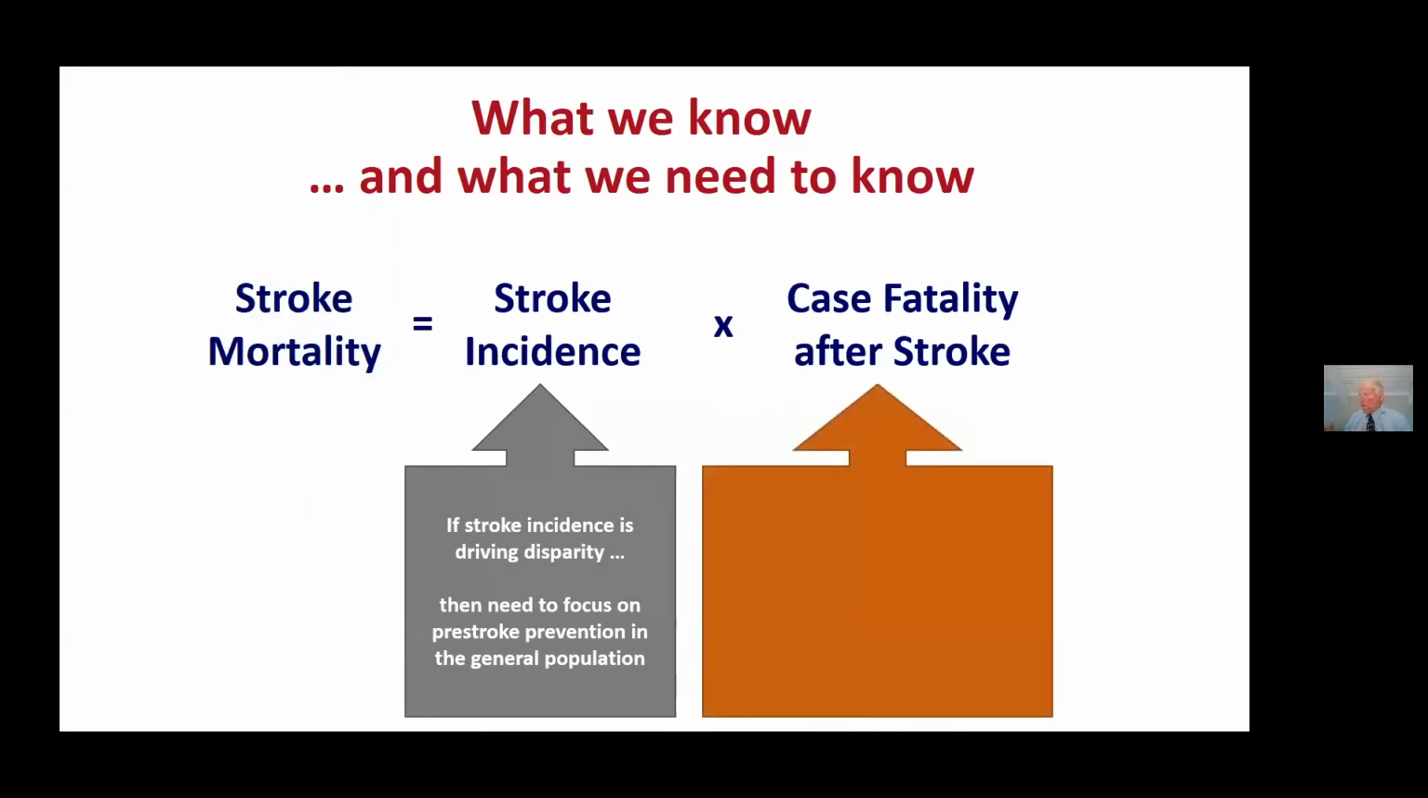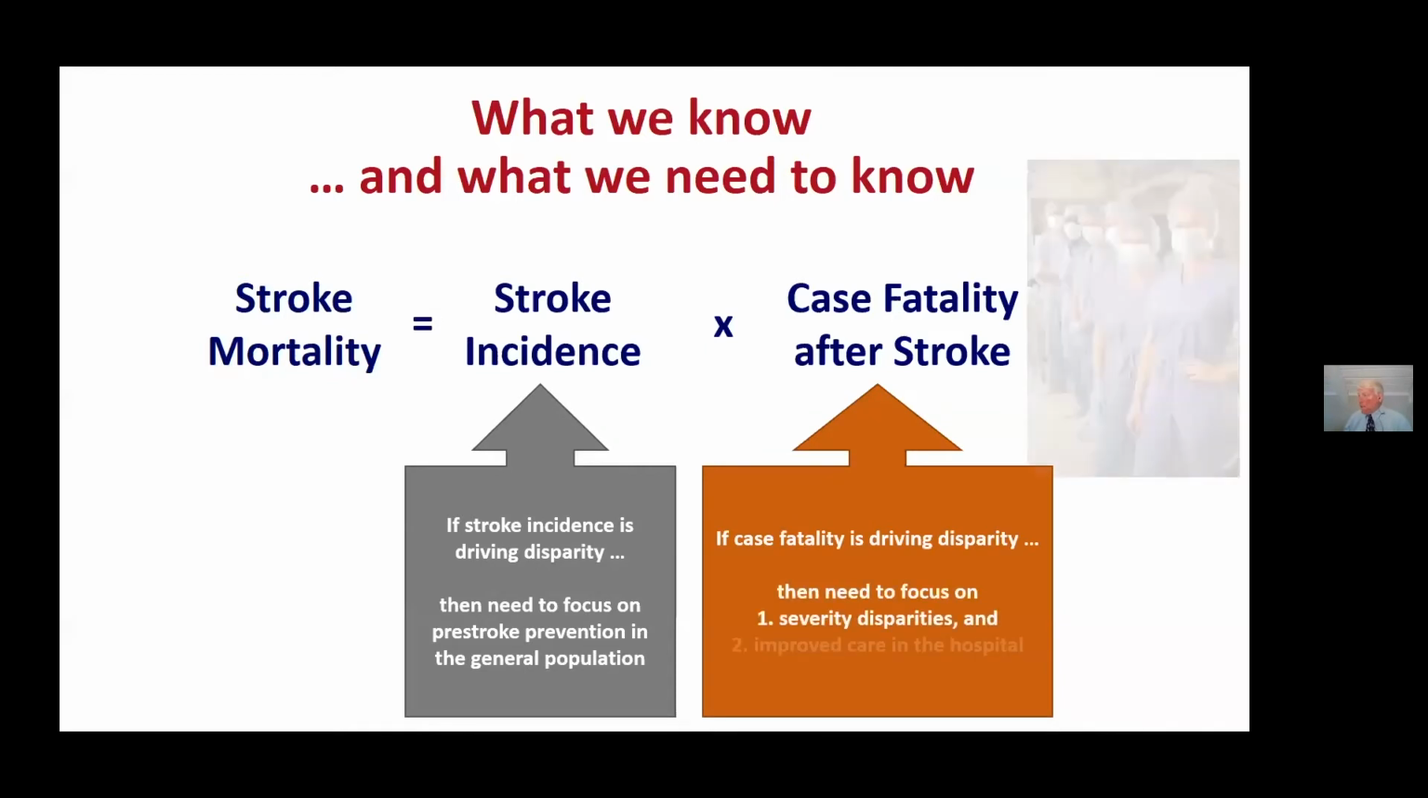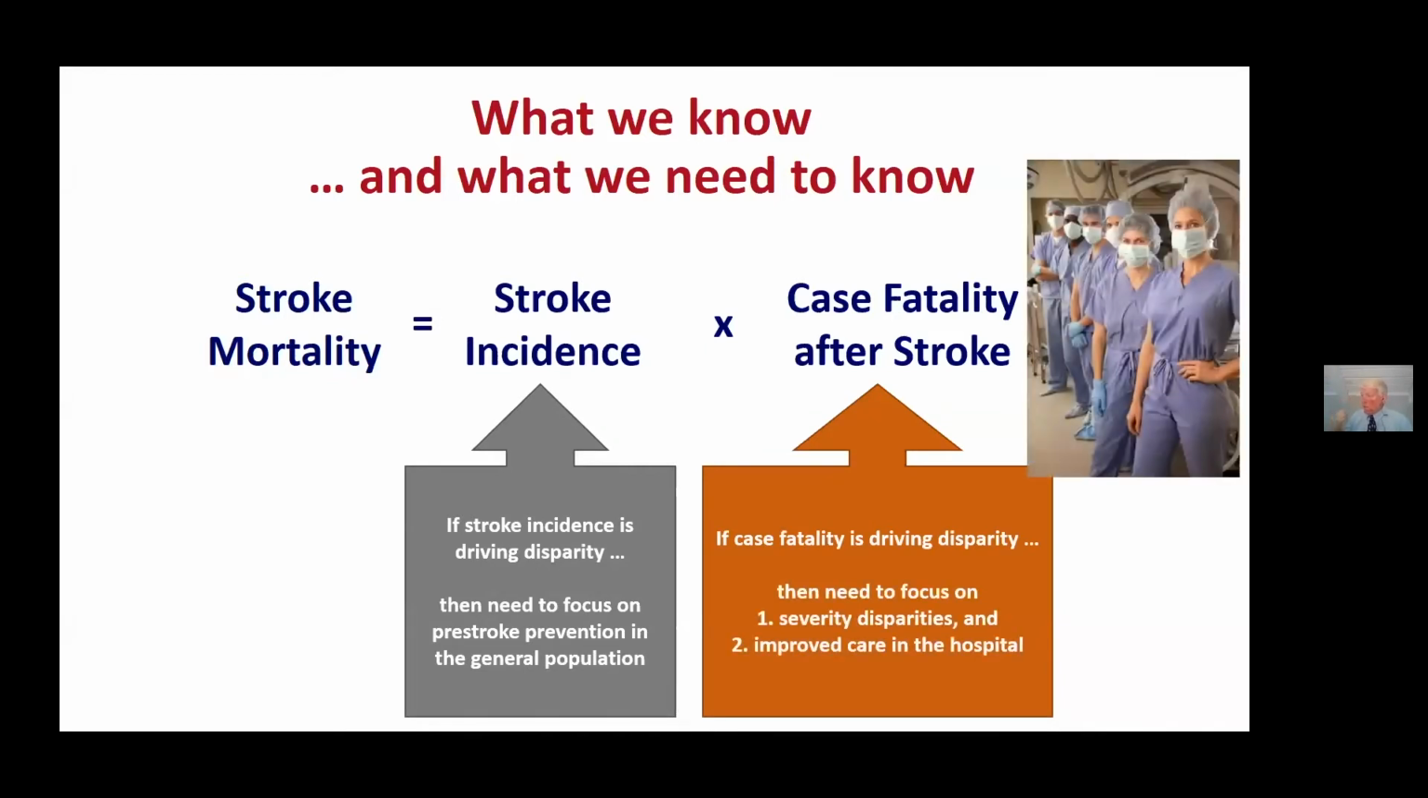Alternatively, if the difference is the case fatality, then what we need to do is to focus on improving healthcare in the hospital so that we can have better outcomes for African Americans who are having stroke. It could be that they're not receiving the care that supports their recovery in the hospital, so they're more likely to die. And so basically, this really comes down to whether we need to be working in the community or in the hospital to reduce these disparities.